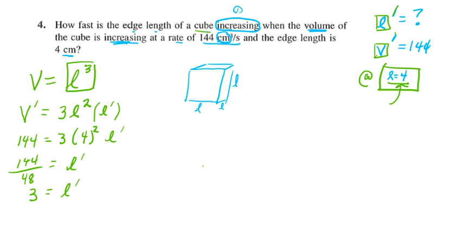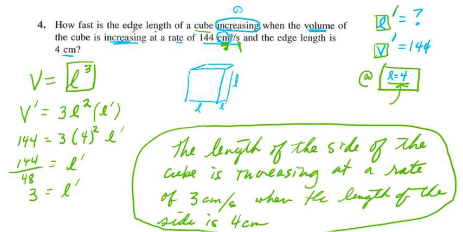Now what does that mean? 3 what? Well, you go back to your problem here. Centimeters is the length and time is seconds. So this is what you say with a nice finished sentence, so you can tell your teacher you know exactly what the question is asking and you know exactly what your answer is. You say the length of the side of the cube is increasing at a rate of 3 centimeters per second when the length of the side is 4 centimeters long.